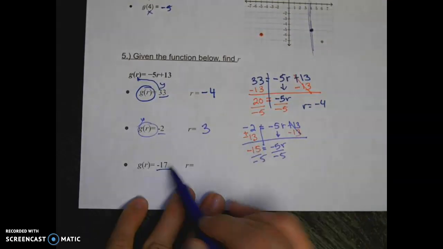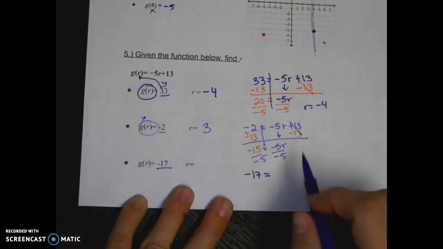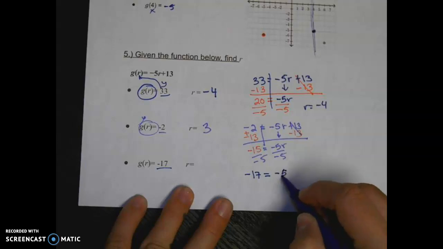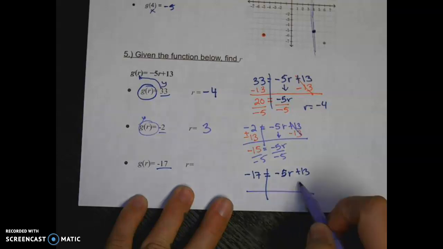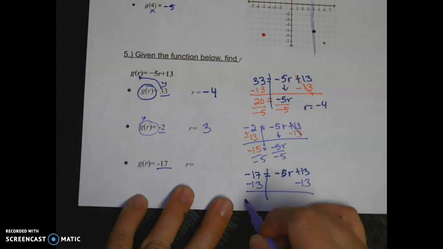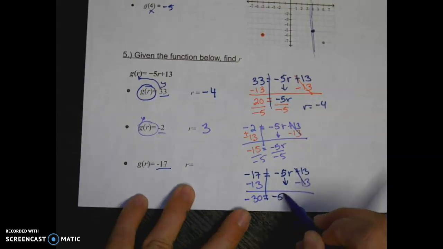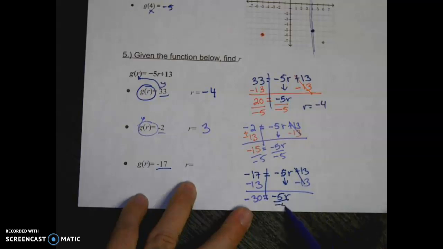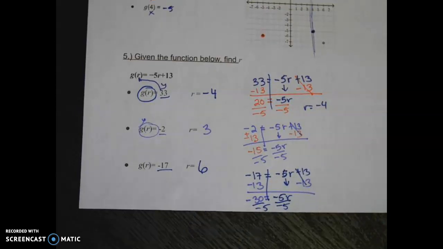Last one down here, same thing. We're going to plug negative 17 in where the g of r is, which is essentially our y. So I have negative 5r plus 13. Again, you know what to do. Subtract the 13. Negative 17 and a negative 13 is going to give me a negative 30. And I'm going to bring down negative 5, and then I'll divide by negative 5. Negative divided by negative is positive. 30 divided by 5 is what? 6. Okay, let's do a few more practice problems on your next page.